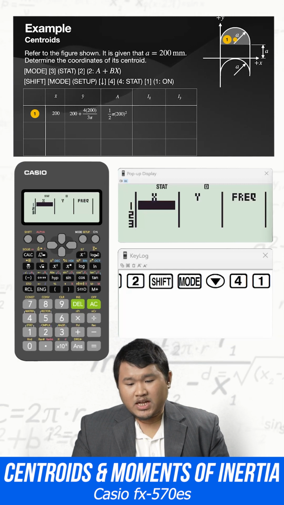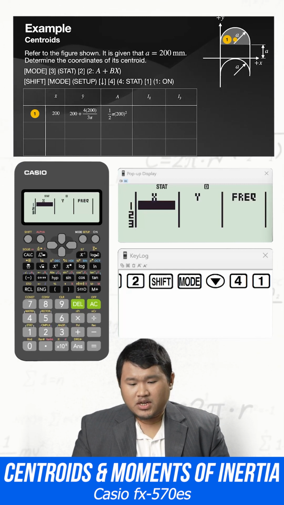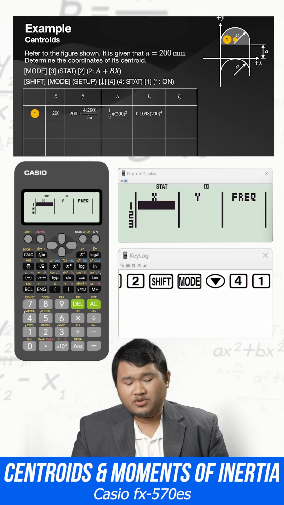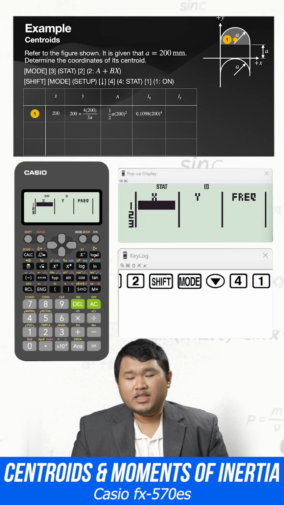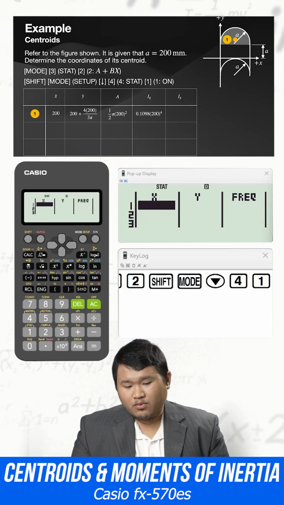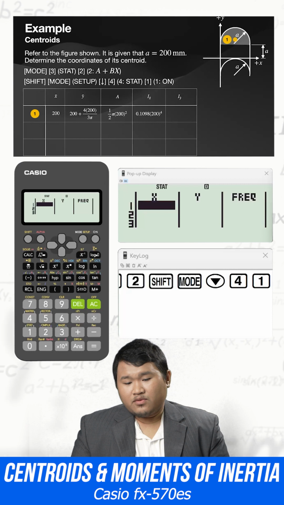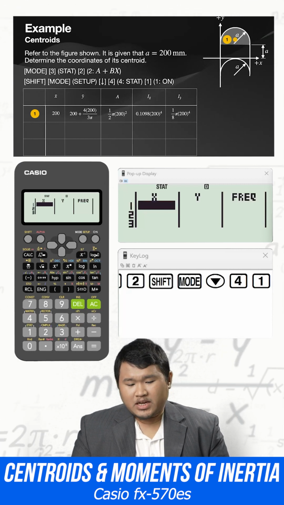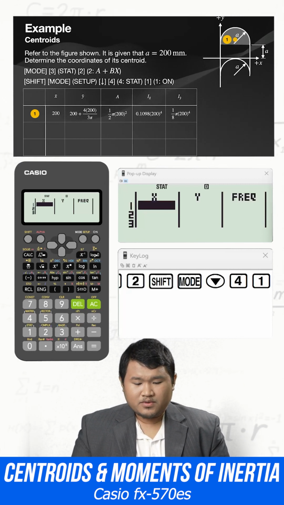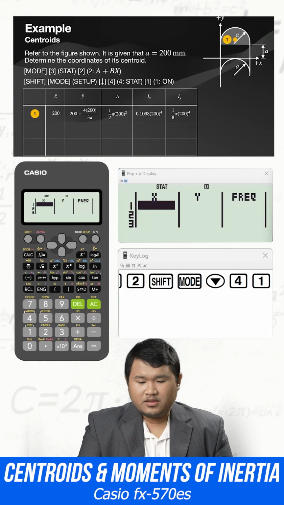For the centroidal x moment of inertia, we have the formula 0.1098 times the radius raised to 4. The radius is 200. And then for the y centroidal moment of inertia, we have the formula 1/8 pi times the radius raised to 4. So that's how we calculate it.